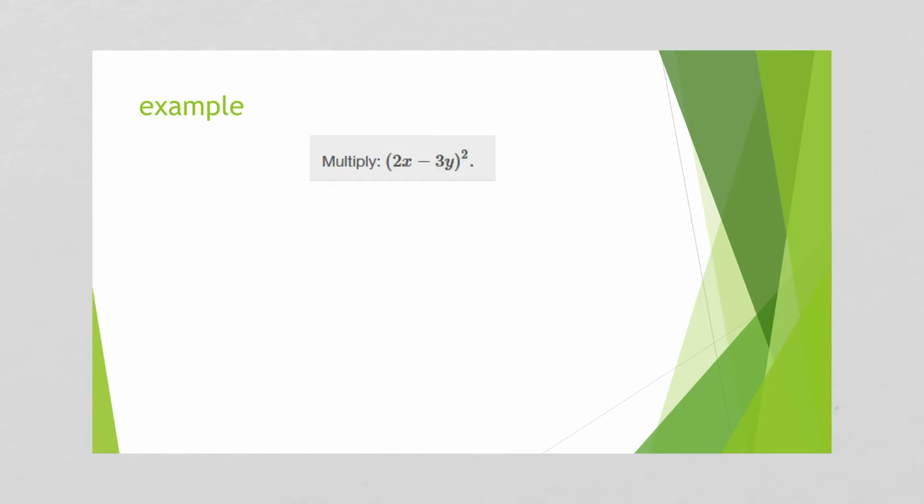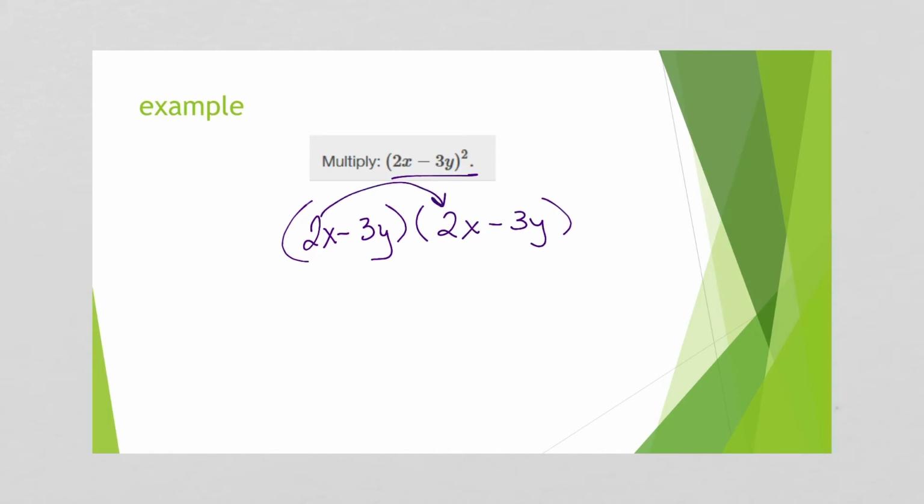All right, let's look at another one. So this means 2x minus 3y times 2x minus 3y. I'm going to distribute, so 2x times 2x is 4x squared. 2x times negative 3y is negative 6xy. Why did I write it xy? Well, just because I want to write it in alphabetical order. 6yx is the same thing, just so you know.